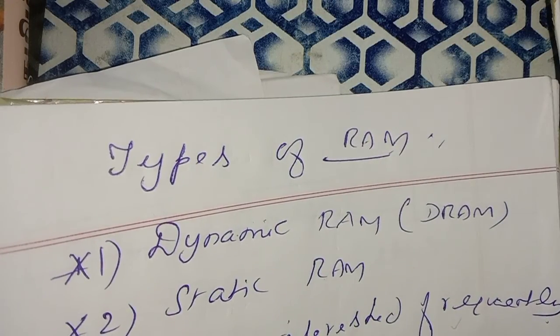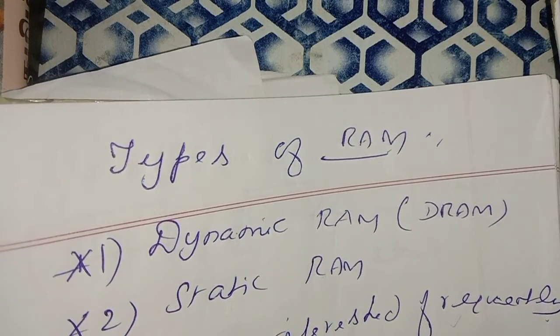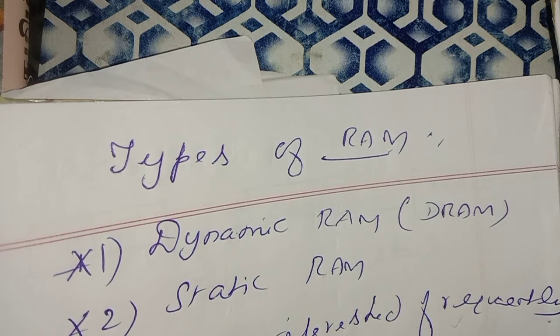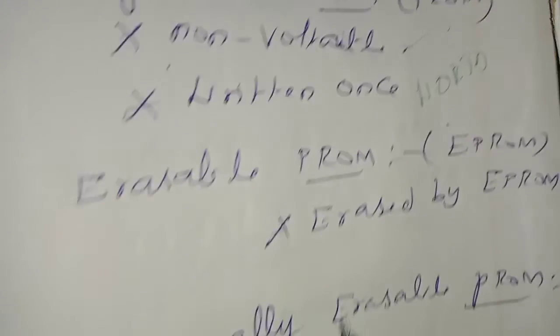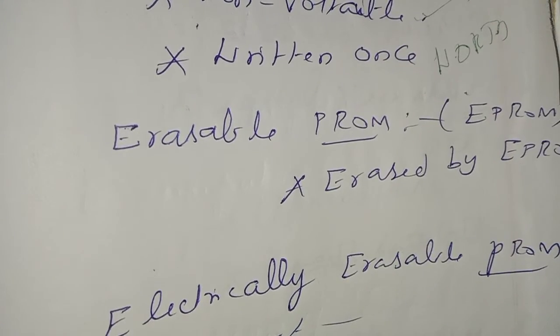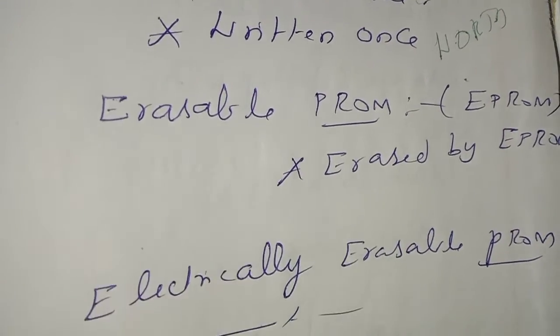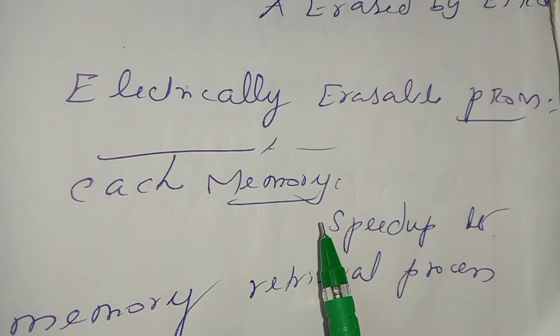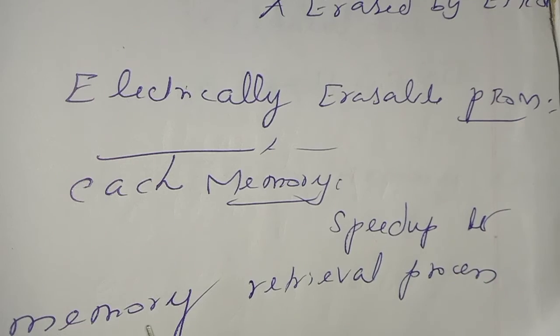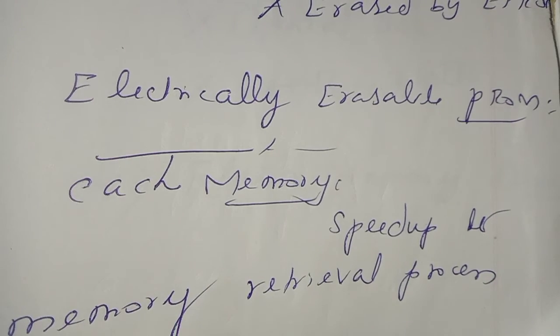So I'll tell you one thing. Types of RAM: static RAM and dynamic RAM. Dynamic RAM is good. Static RAM is small in size. ROM is non-volatile, and so are PROM, EPROM, and EEPROM. Cache memory speeds up the memory retrieval process. Cache memory is a memory between primary and secondary, so high frequency pages will be kept over there for quick access.